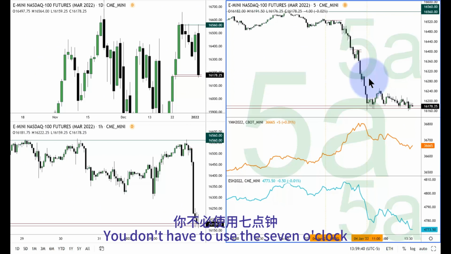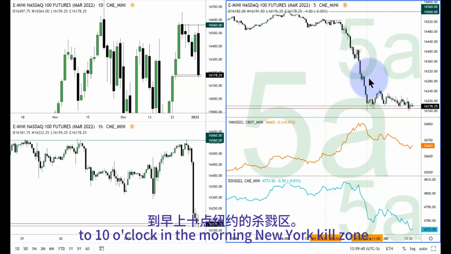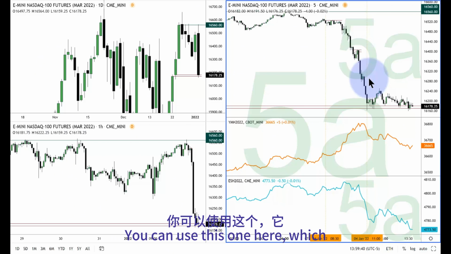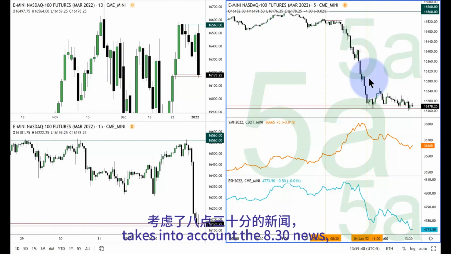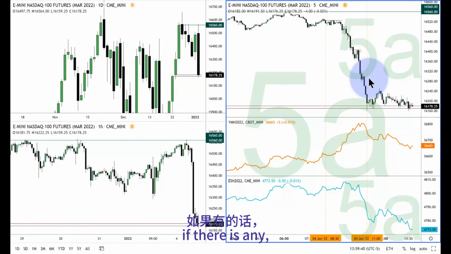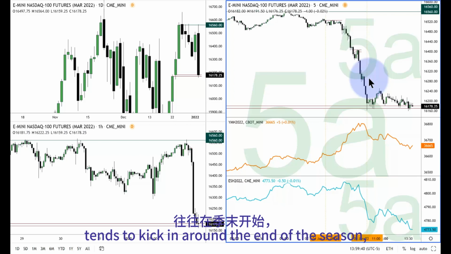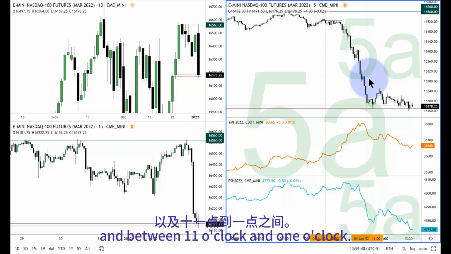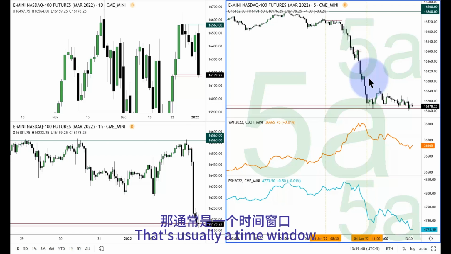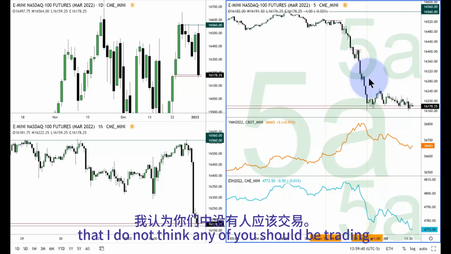Okay, you don't have to use the 7 o'clock to 10 o'clock in the morning New York kill zone. You can use this one here, which takes into account the 8:30 news, if there is any, all the way up to the 11 o'clock hour, which is right before New York lunch tends to kick in around the indices, and between 11 o'clock and 1 o'clock. That's usually a time window that I do not think any of you should be trading.